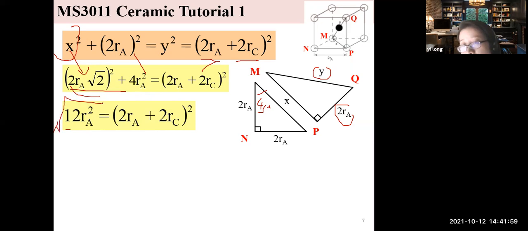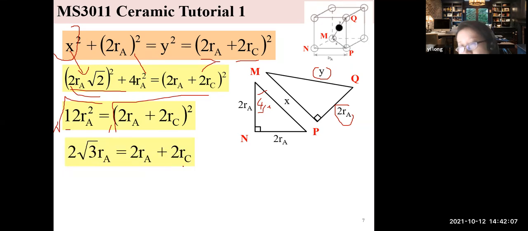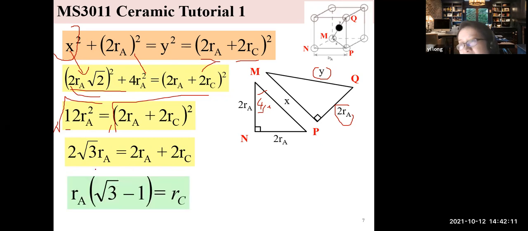Then what you can do is put a square root on both sides, and you will get 2 square root 3 RA equals 2 RA plus 2 RC. Okay, then the rest is just very easy manipulation. Then we get RC over RA is going to equal this value.